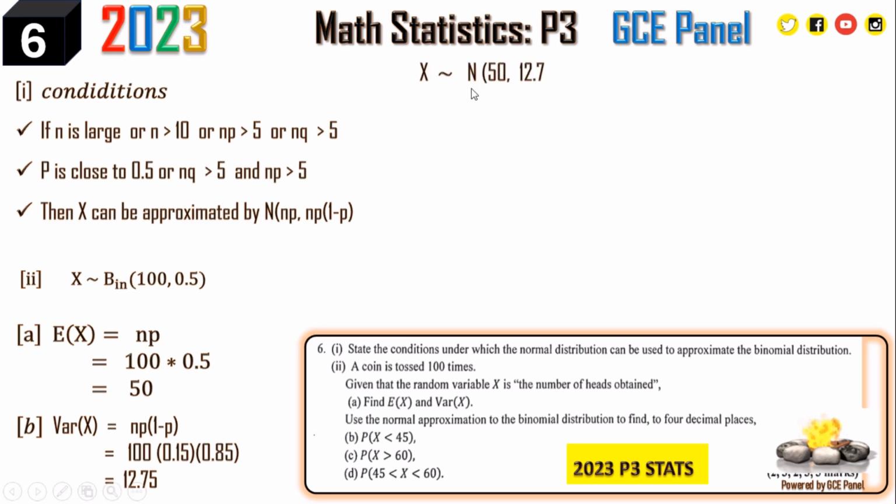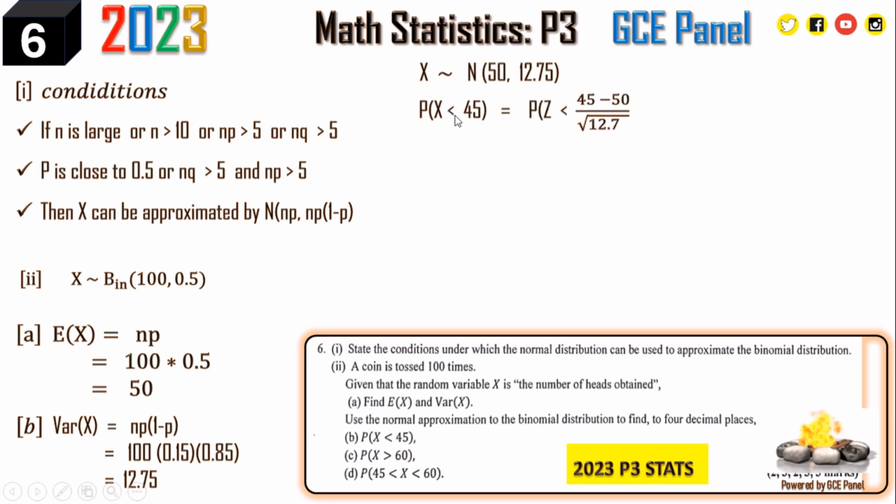So X follows a normal distribution with parameters mu, and our mu here is 50, and the variance is 12.75. And we know this approximation is possible because our np is greater than 5. Here it is 50. So the expectation is greater than 5, so we can use it. Now find the probability that X is less than 45.